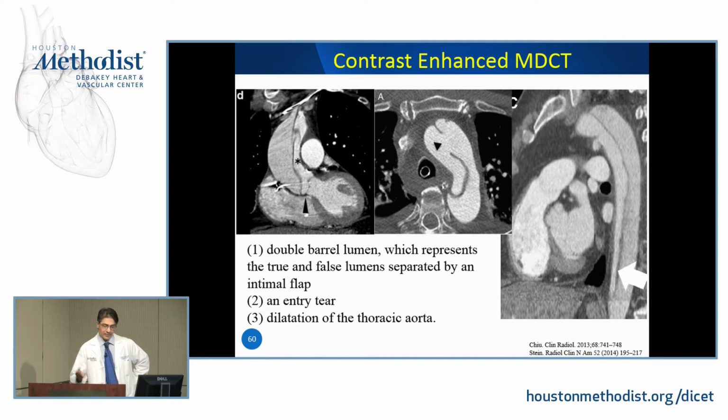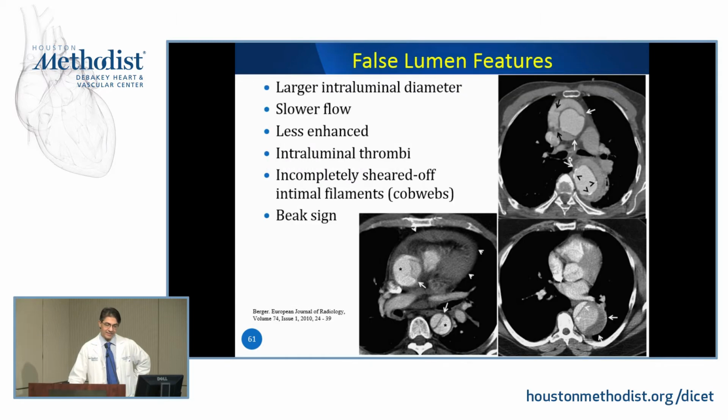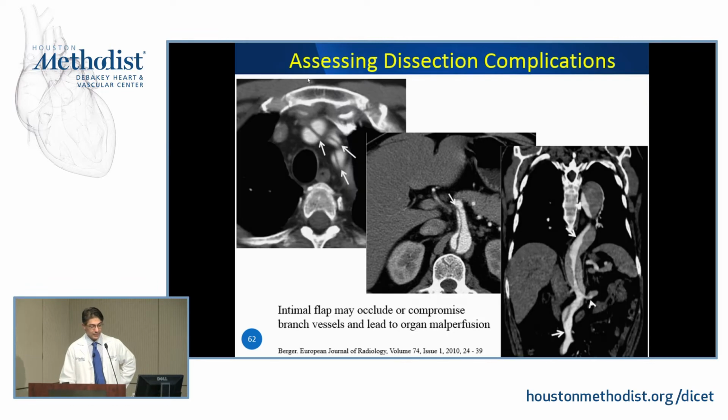Contrast CT, of course, is the workhorse. Many different things: you're looking for a double lumen. You're looking for this intima that's torn away from the media. You're measuring sizes. You're looking for features that help you figure out whether things are true lumens or false lumens. You're looking for complications. And here, if you look at the sequence of images, you've got dissection of all the arch vessels, the mesenteric vessels, and in this particular case, the renal vessels.